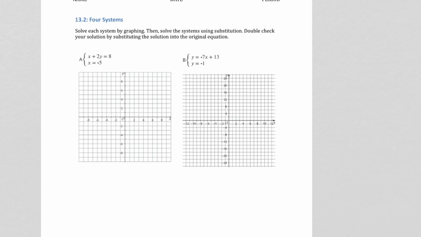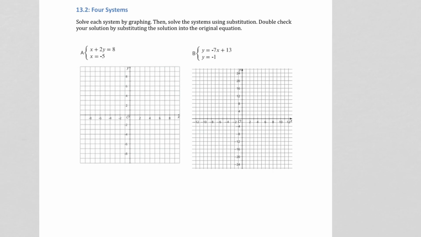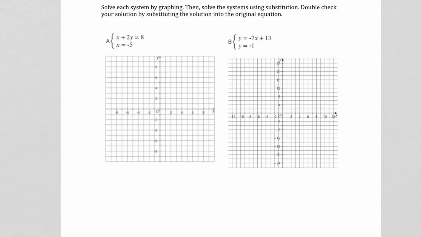Then we're going to solve the systems by substitution. And then we're going to double check our solution by substituting the solution into the original equation. So I hope on your papers that these graphs are pretty legible. First thing I'm going to do for system A, I'm going to look and see which one I could probably graph without doing anything. And I'm going to see that the bottom one is x equals -5.